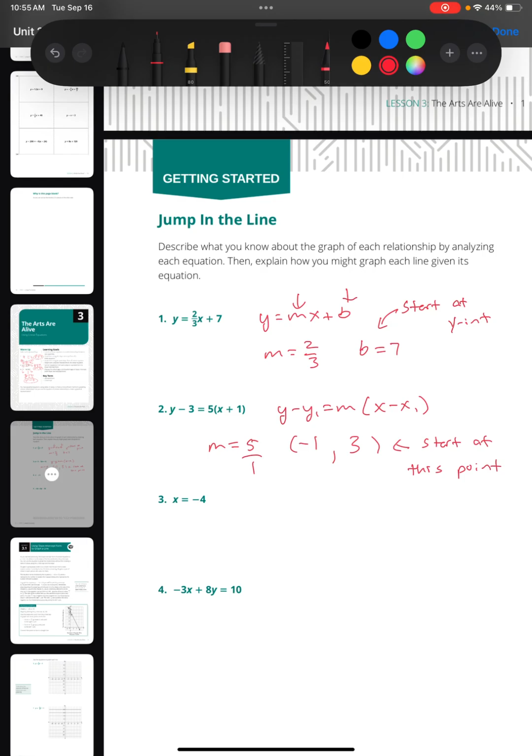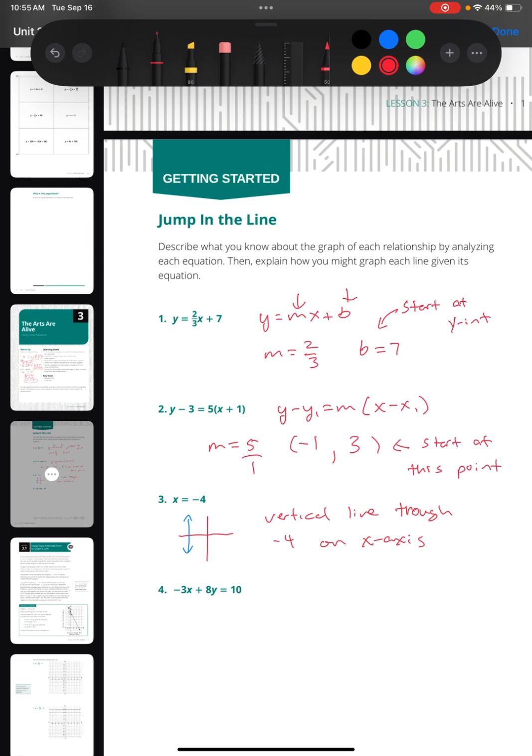Third one, we just have an x. There's no y. So if you think of our graph, when we just have an x, it's a vertical line going through the x-axis. So that's what we're going to say here. This is a vertical line through -4 on the x-axis.